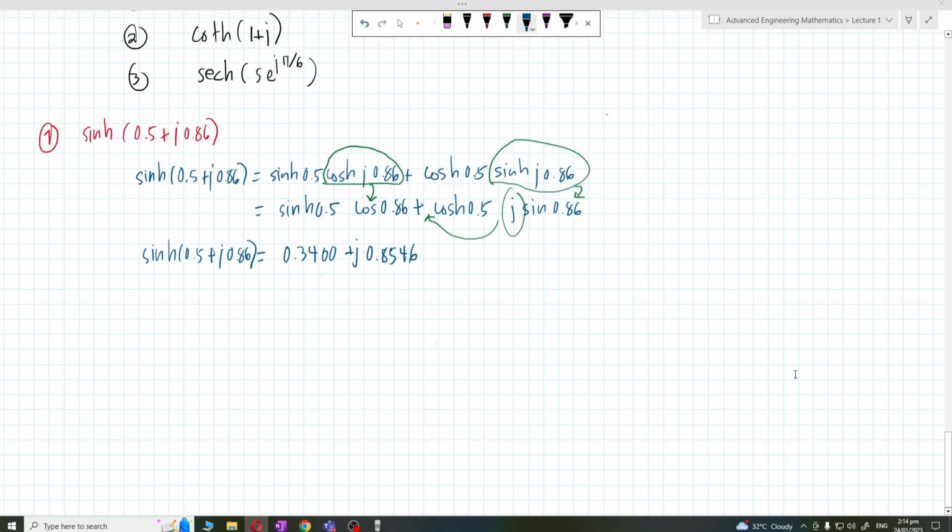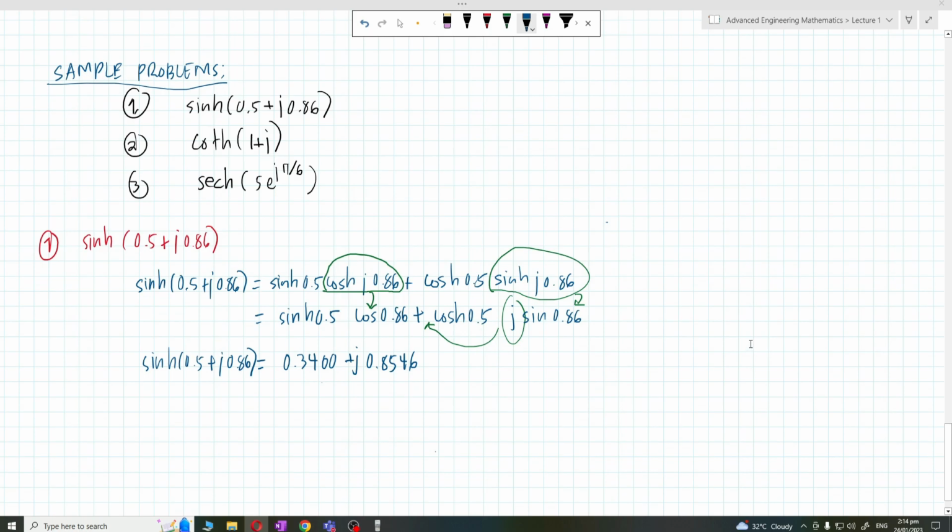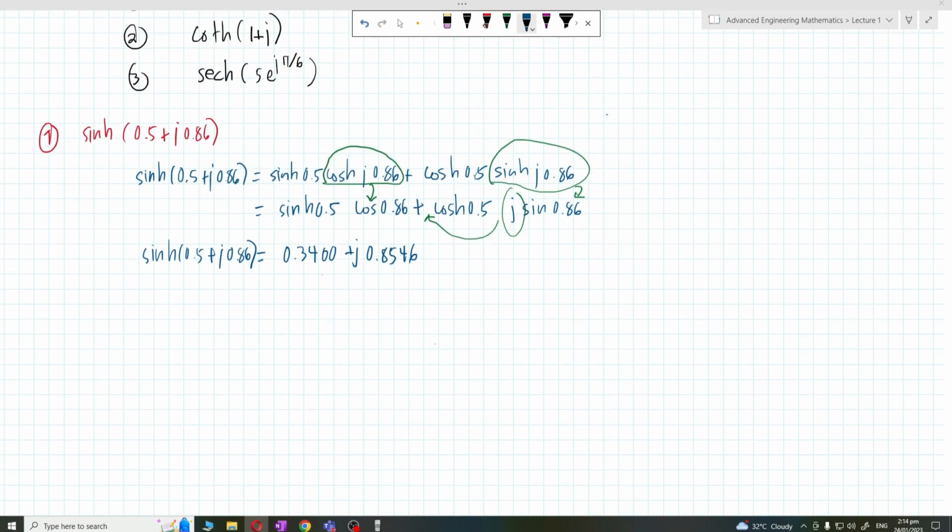Next, number 2, the cotangent hyperbolic of 1 plus j. Pwede mong gamitin dito yung cosine over sine: cosine hyperbolic of 1 plus j over sine hyperbolic of 1 plus j. Pwede lang guys yan.